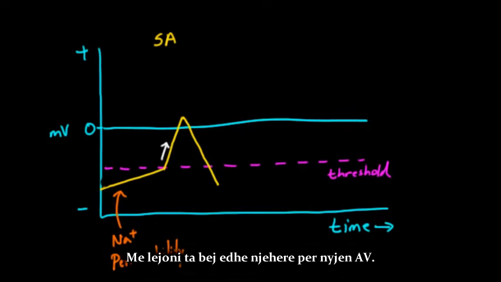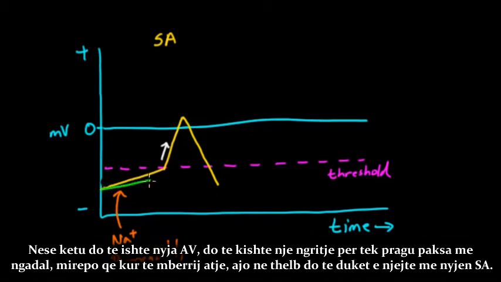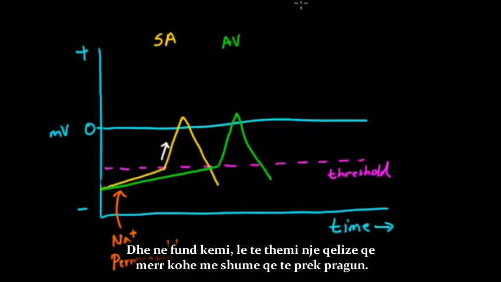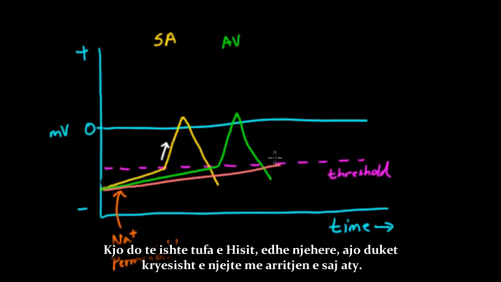But let me now do it again for the AV node. So the AV node is going to get up to that threshold a little bit more slowly. But once it gets there, it's going to look basically the same as the SA node, really no different. And it's going to come down again. So this might be the AV node. And finally, we have, let's say, a cell that takes even longer to get to threshold. This would be like the bundle of His. And again, it looks basically the same once it does get there, though.